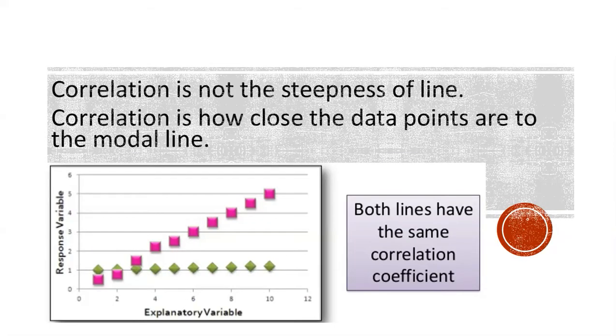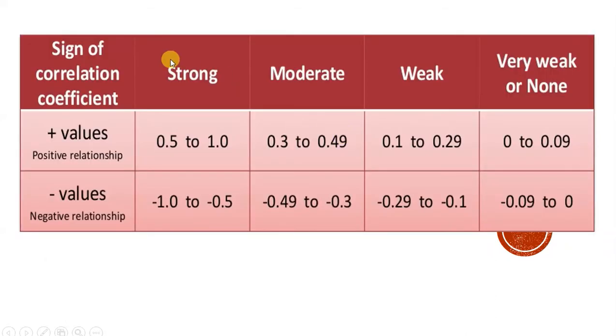Here is a graph. Both are linear lines shown on a graph, one purple and one green. Both of these have the same correlation coefficient, but as you can see, purple is steeper than the green one, yet both have the same correlation coefficient. Why? Because correlation is not about the steepness of the line, it's about how close the data points are to the model line.